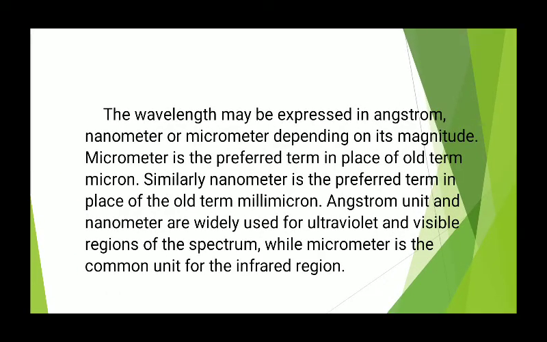The wavelength may be expressed in angstrom, nanometer or micrometer depending on its magnitude. Micrometer is the preferred term in place of the old term micron. Similarly, nanometer is the preferred term in place of the old term millimicron. Angstrom unit and nanometer are widely used for the ultraviolet and visible region of the spectrum, while micrometer is the common unit for the infrared region.